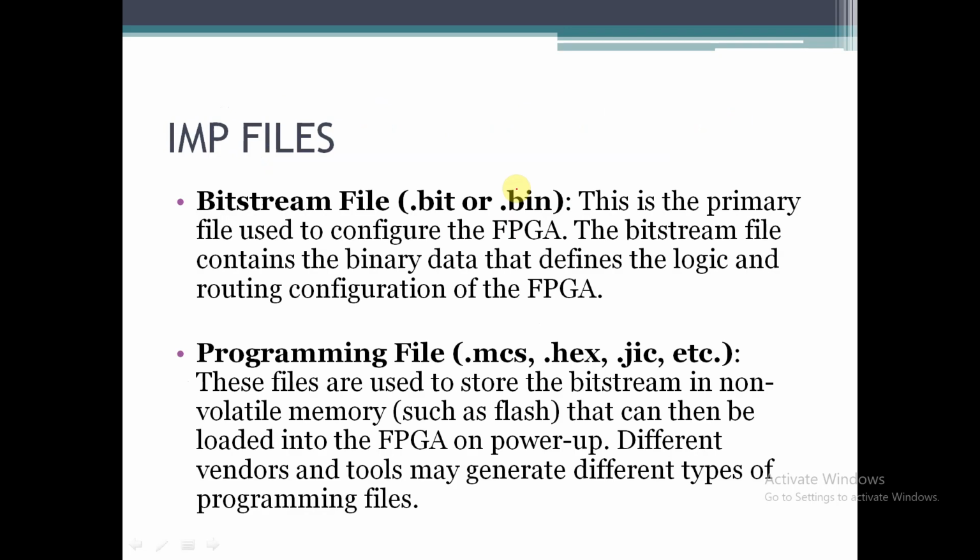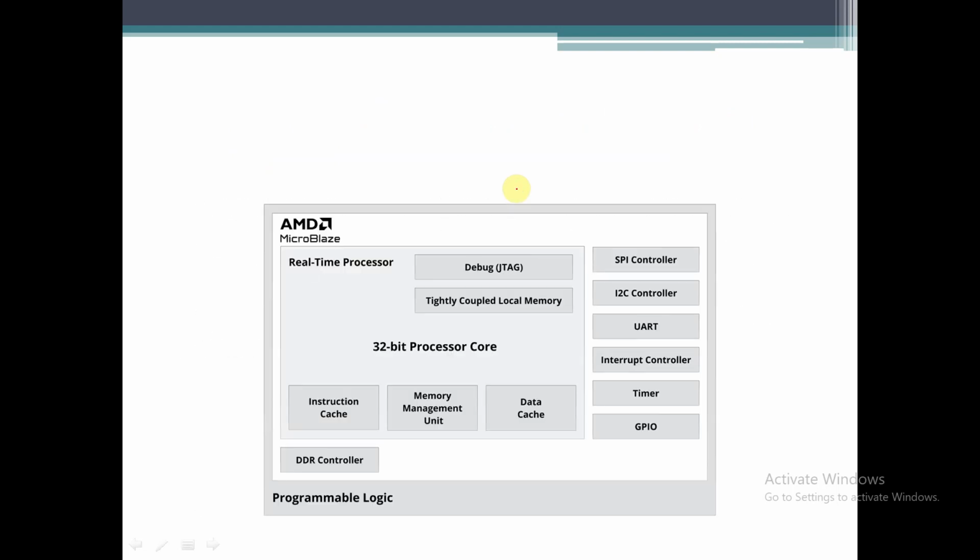Next, important files in the programming of an FPGA, like the bitstream file, programming file, MCS file, and constraint files. And afterwards, we will see the architecture of a MicroBlaze processor. It's an AMD FPGA, so in this FPGA we will have our soft core processor as well as our PL. We will see what it is.